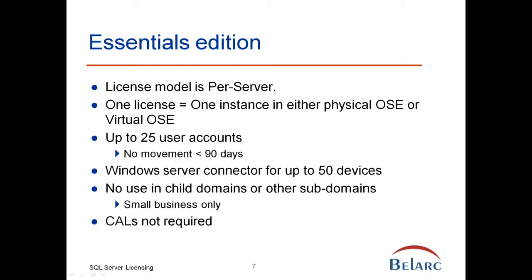Okay, so finally the Essentials Edition, which is for the small business. In this case, it's not per core, it's per server. So basically you get 1 license, and that allows you to run on 1 physical server. And you can run your instance in either a physical OSE or a virtual OSE. And it gives you up to 25 user accounts, so you do not need to buy additional CALs. And up to 50 different devices can connect to the server.